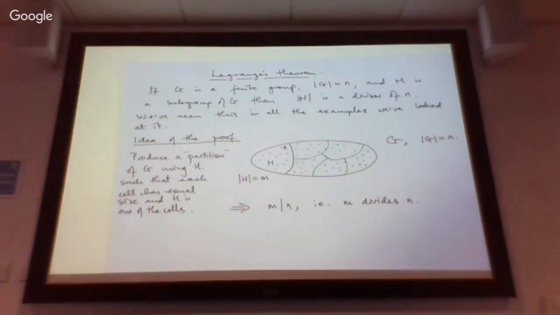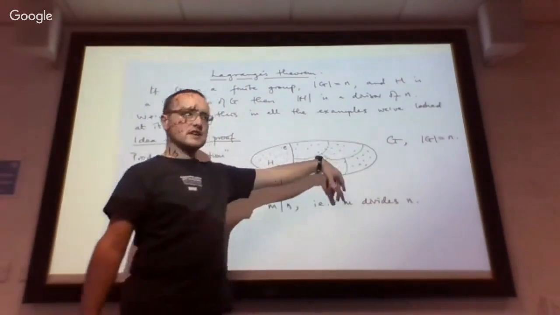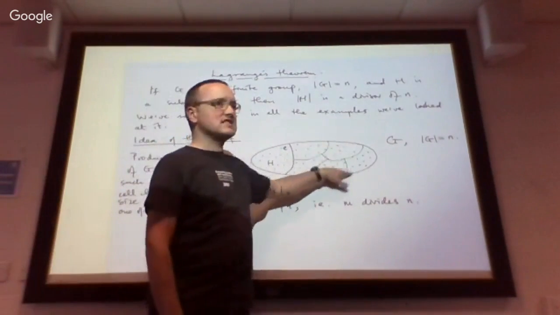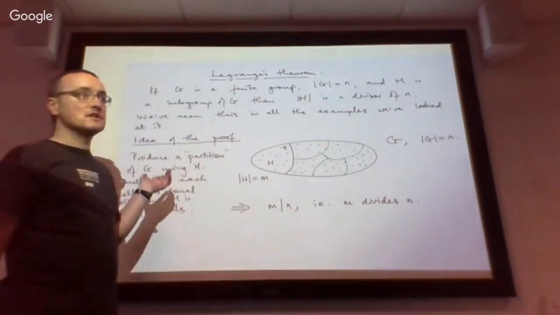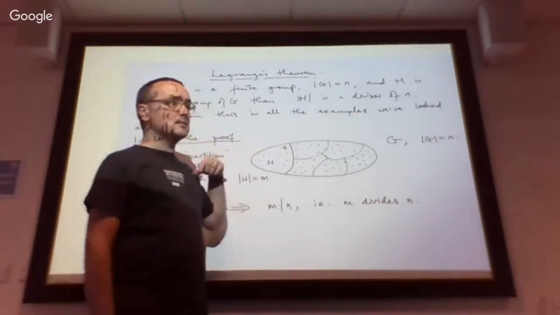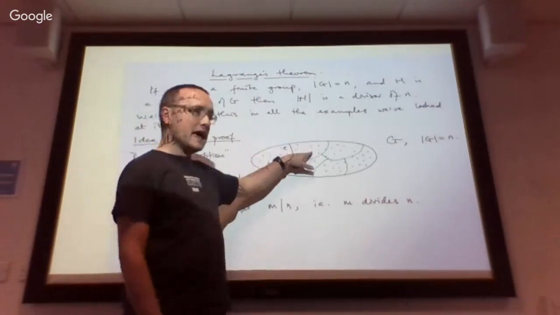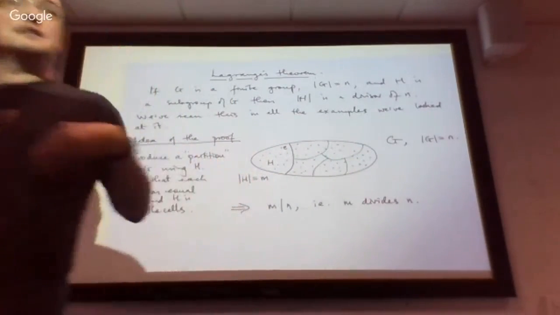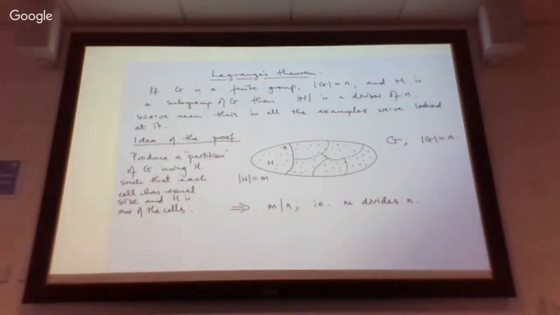We're going to partition all the elements of G into a number of different cells. H is going to be one of the cells, and all the cells are going to have the same number of elements. So if you count up the total number of elements, you've got m plus m plus m plus m plus m plus m, so you've got a multiple of m. Okay, so that proves the divisibility for us.